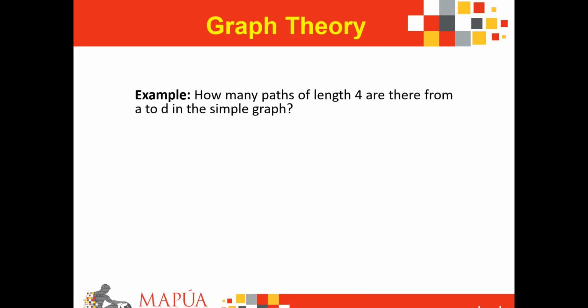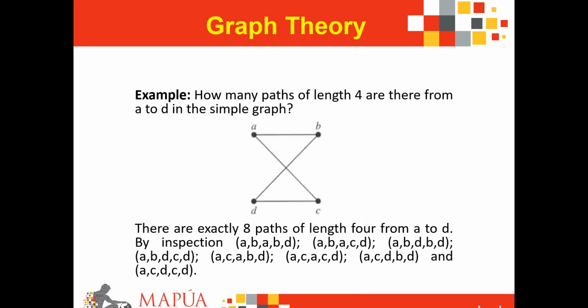How many paths of length 4 are there from A to D on this given simple graph? There are exactly 8 paths of length 4 from A to D. By inspection, you have ABABD, ABACD, ABDBD, ABDCD, ACABD, ACACD, ACDBD, and finally, you have ACDCD, which means that you can go back and forth on these vertices in order to complete that path length of 4 until you reach your terminal vertex, which starts from vertex A to vertex D.